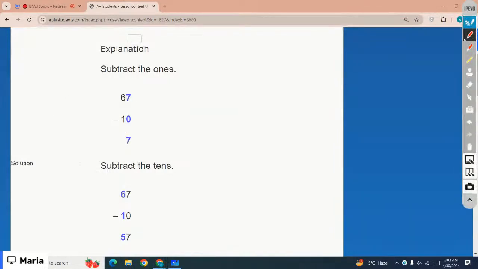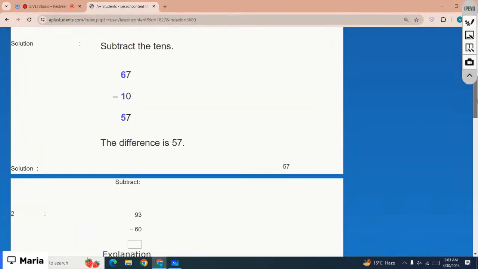Any number when you subtract 0 from it, the answer is exactly the same. 7 minus 0 is 7. The number stays the same. Then you have to look at the tens digit, that is 6 minus 1, and 6 minus 1 is 5. So that is 57. Right? So the correct option is 57.